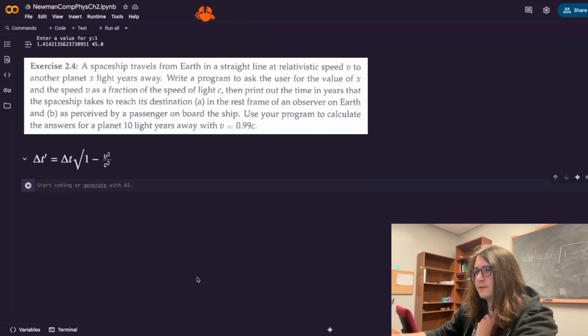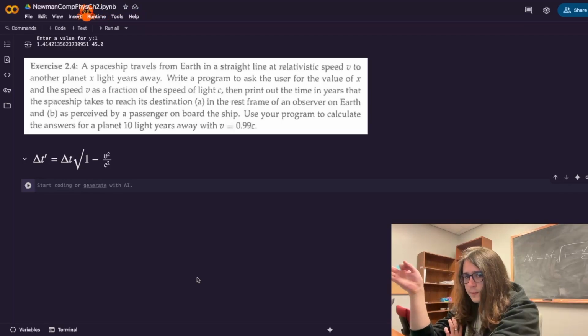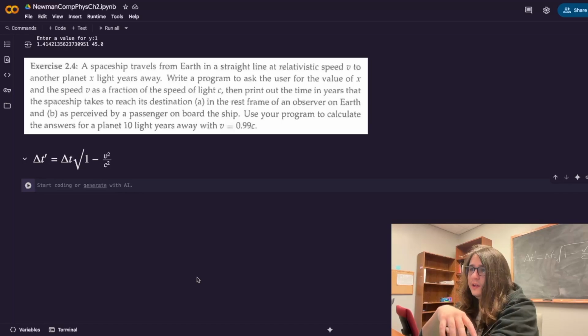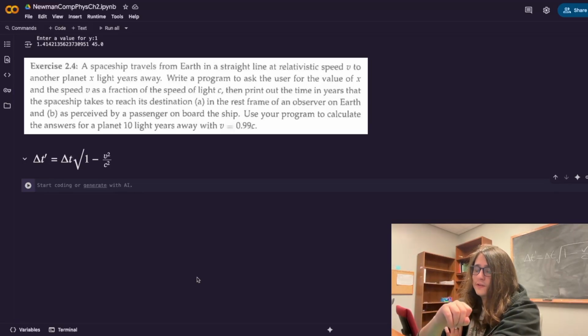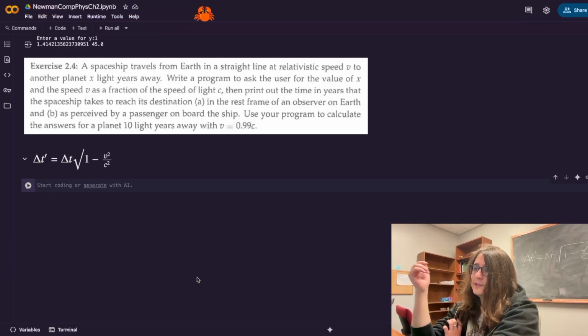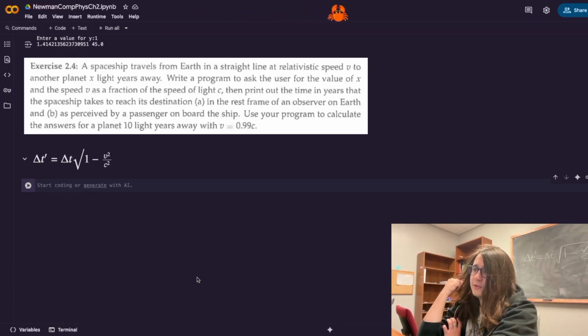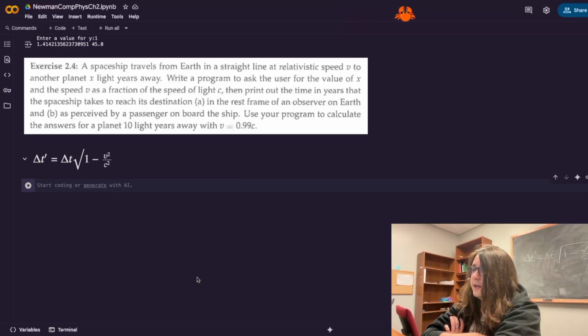Alright, silly people, here's the situation. We're basically taking a spaceship that is launching from Earth, and we're going to write a program where you input a distance in light years and a velocity as a fraction of the speed of light, to then print out how much time elapsed on Earth while it was moving, and then how much time elapsed on the spaceship for that. And then we're going to test it with 10 light years away with v equals 0.99.